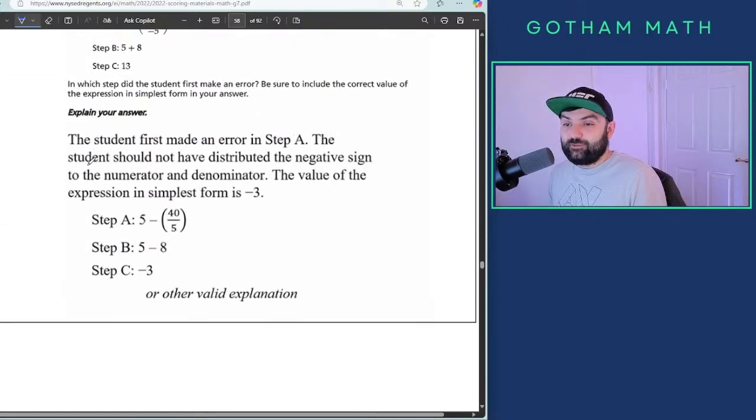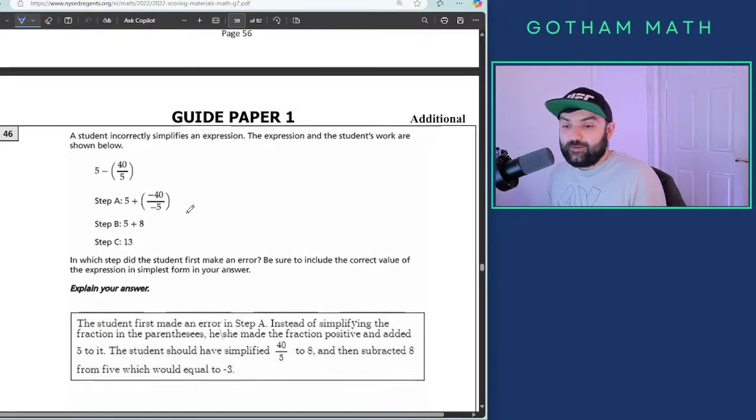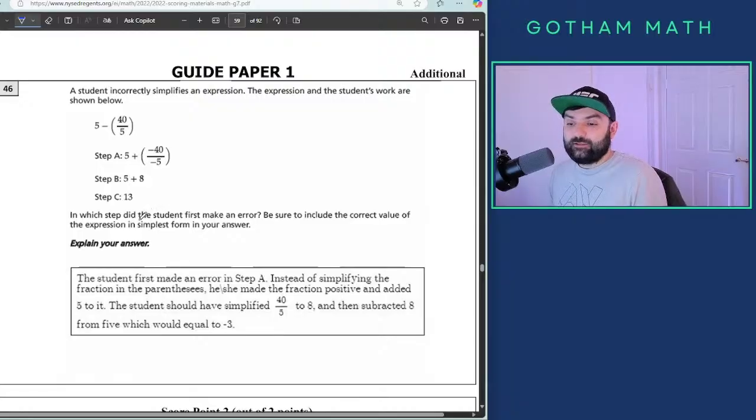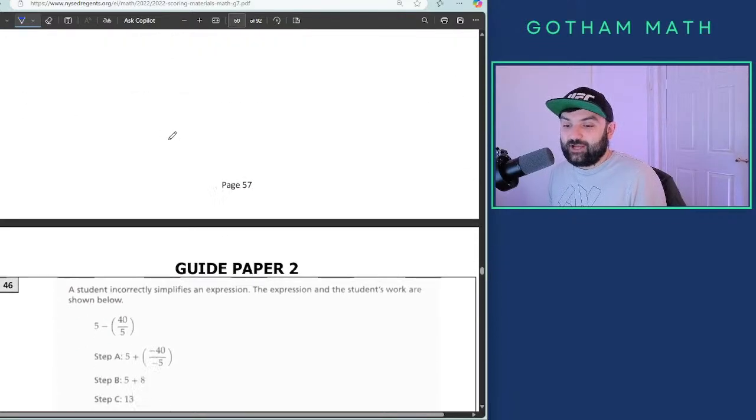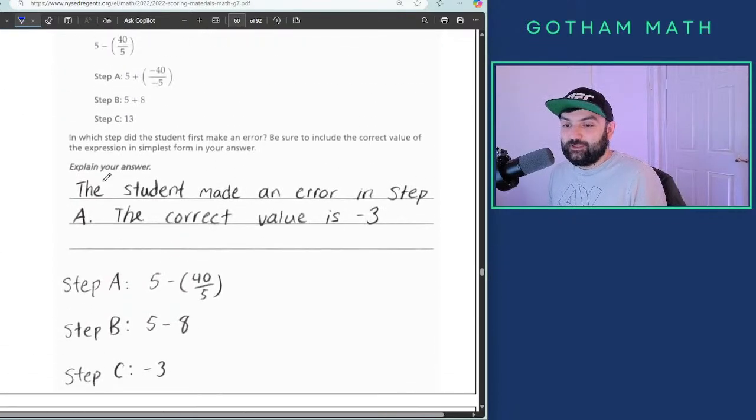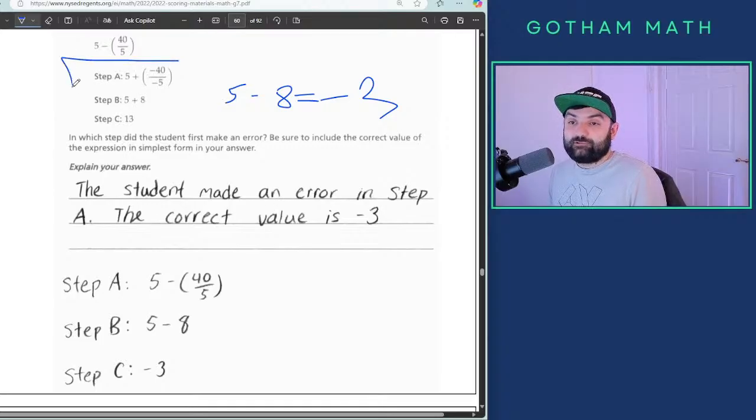Let's see. The student first made an error in step A. The student should not have distributed the negative sign in the numerator and denominator. All right, so the correct answer. Okay, so this is just the correct answer typed in. Not interesting. The student made an error in step A. The correct value is -3. That's the final answer. But it doesn't explain though. But it points out the correct location, right?